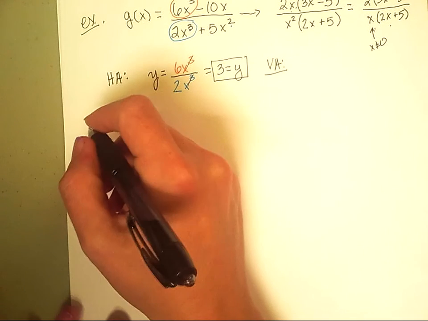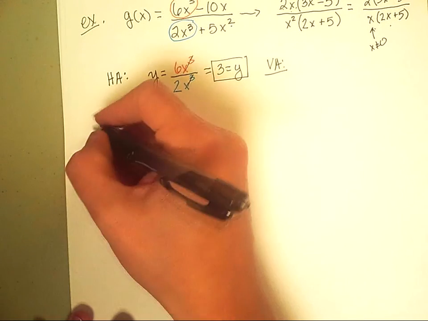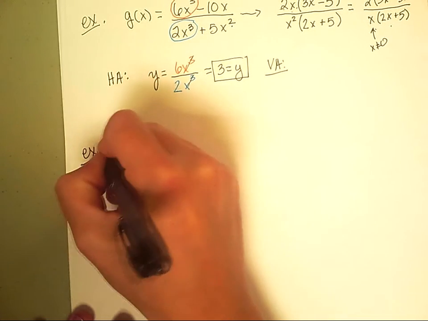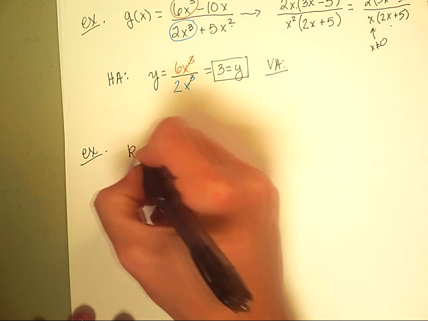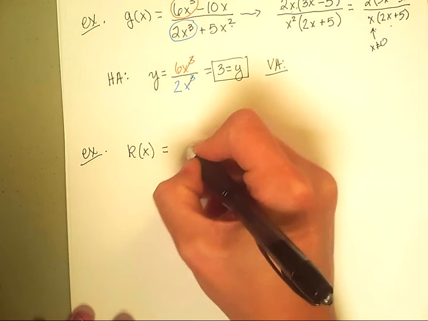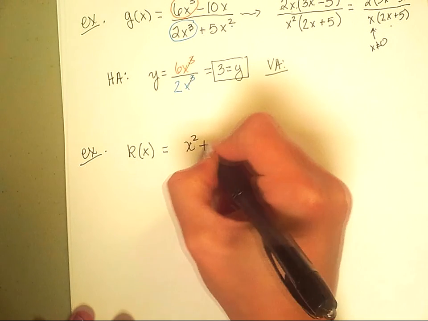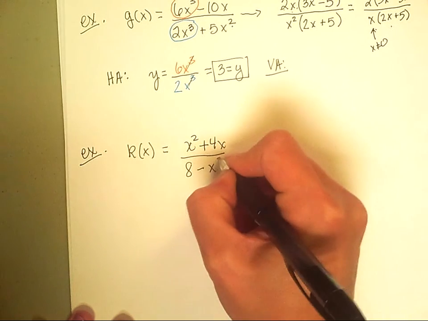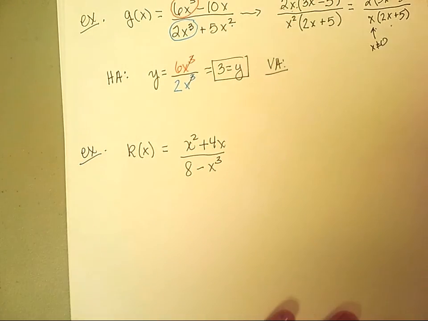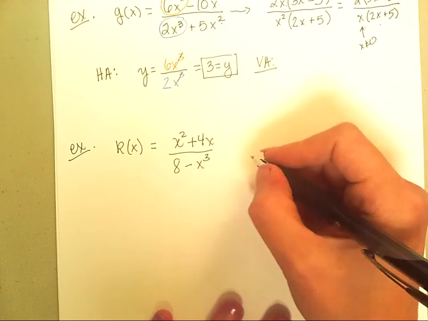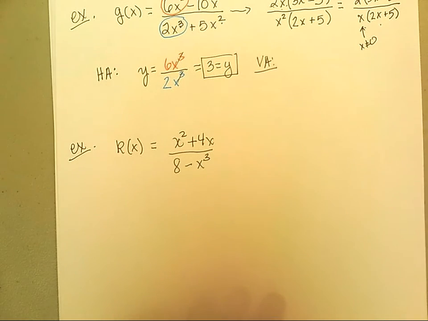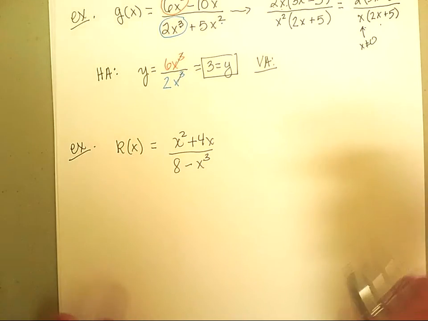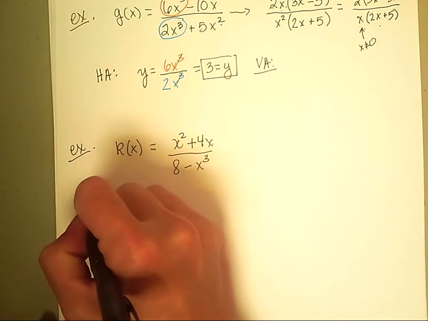Now, let's see here. What if we had, for example, say some k of x was equal to x squared plus 4x over 8 minus x cubed. Okay. Now again, we're going to look for what are we going to look for first? Horizontal asymptotes? Yeah, let's look at it.